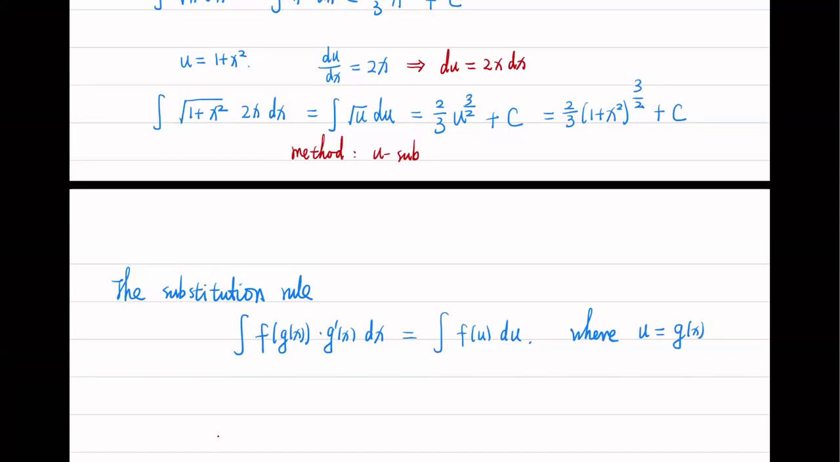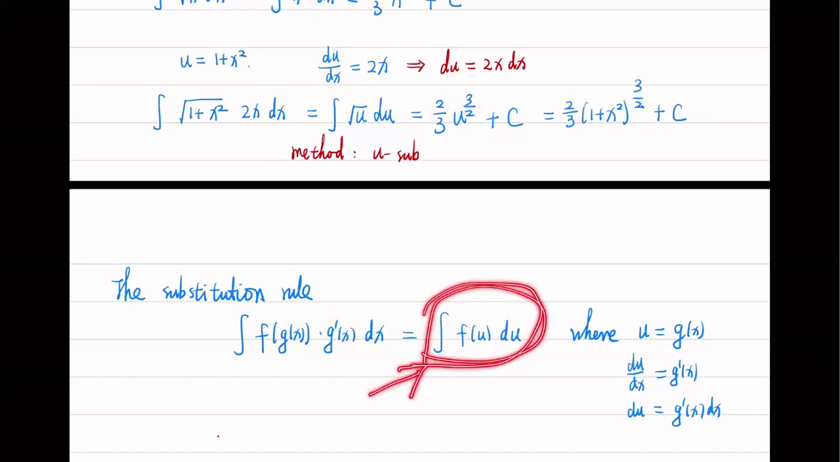Okay, so if our integrand is of this form, the composition with the derivative of the interior function, we can use the substitution because we can check du/dx is g'(x), so du is g'(x) dx. We can substitute this by du, g(x) by u, and f by f(u). Then this very often is much easier to integrate.